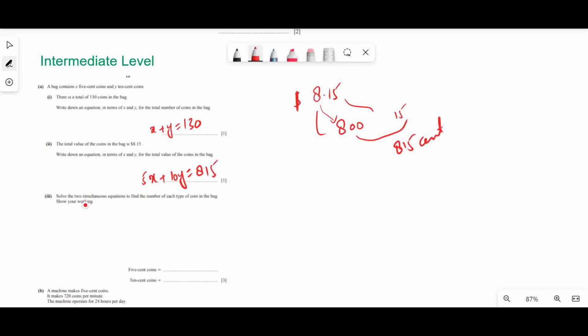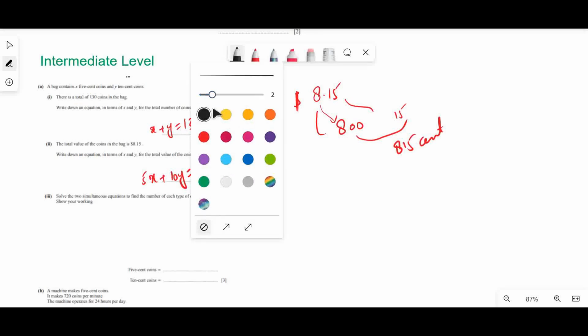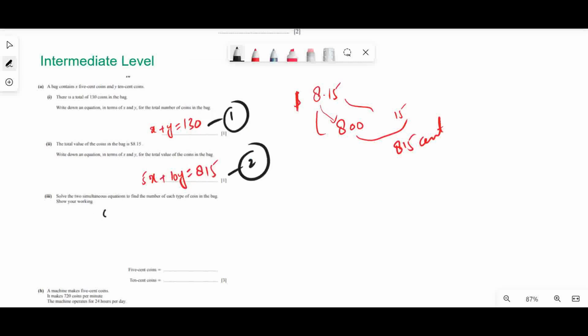Let's move to part C. Solve two simultaneous equations to find the number of each type of coin in the bag. Show your working. Now here we can see that we will have two equations. This one is equation 1, this one is equation 2. Now what we can do is multiply equation 1 by 5. So the equation will become 5x plus 5y is equal to 130 times 5.